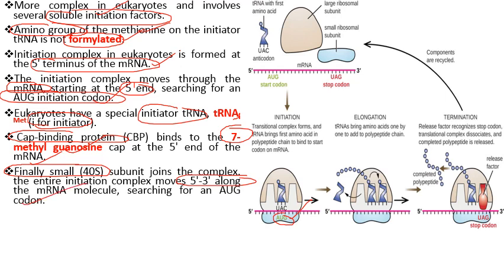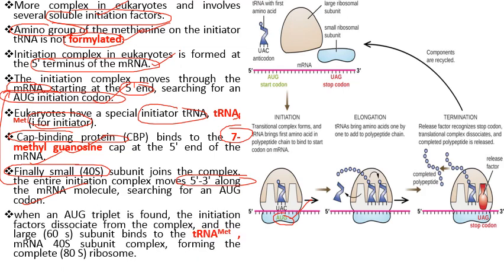So initially, at the time of initiation, this happens, and after that these factors move through this mRNA. When an AUG, that is the initiation triplet, is found, the initiation factors dissociate. The initiation factors dissociate, as we studied in case of prokaryotes. And the larger subunit, that is the 60S subunit, binds to the initiator tRNA and mRNA-40S subunit complex, forming the complete 80S functional ribosome, which will help in protein synthesis in case of eukaryotes.